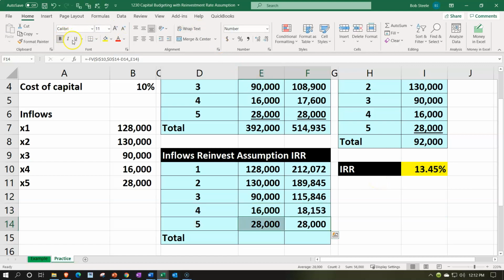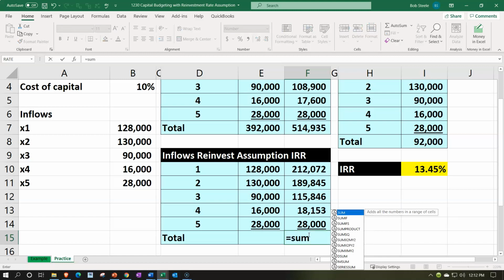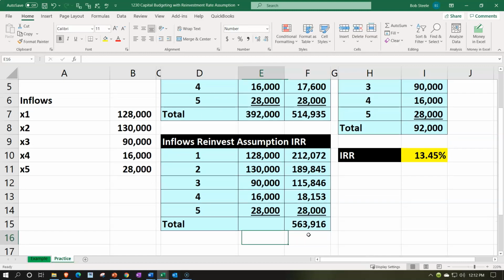Going to underline down here. The line is underneath. Summing it up and then summing it up. So there we have it.